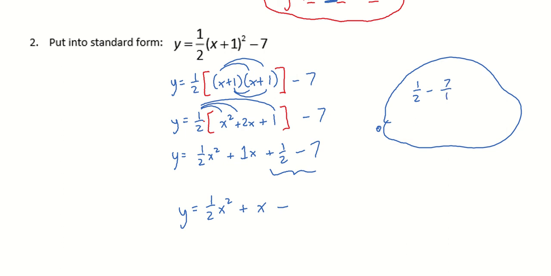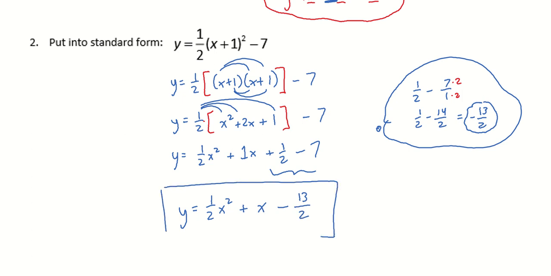Well, it's negative 6.5, but let's do it by changing them both to improper fractions. So 1/2 minus 7 over 1 would be 1/2 minus, in order to have common denominators, I need to multiply this one top and bottom by 2. So that's 14 over 2. So that would give us negative 13 over 2. So minus 13 over 2. So there's the standard form of this parabola.